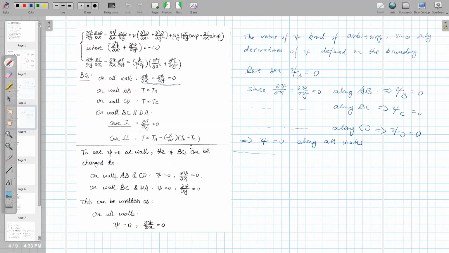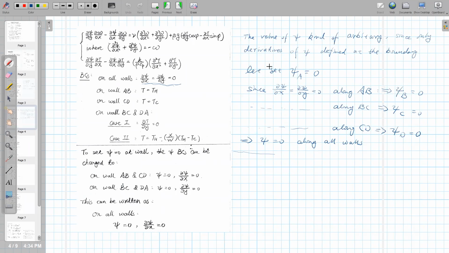Basically it means that on the walls AB and CD, we set psi equal to 0, partial psi, partial x equal to 0. On the side walls BC and DA, we also set the boundary condition psi equal to 0, and partial psi, partial y equal to 0. You can even group this type of psi boundary condition into a much shorter one. You can just think that on all walls, psi equals 0, partial psi, partial n equals 0. n is the normal direction to the wall.